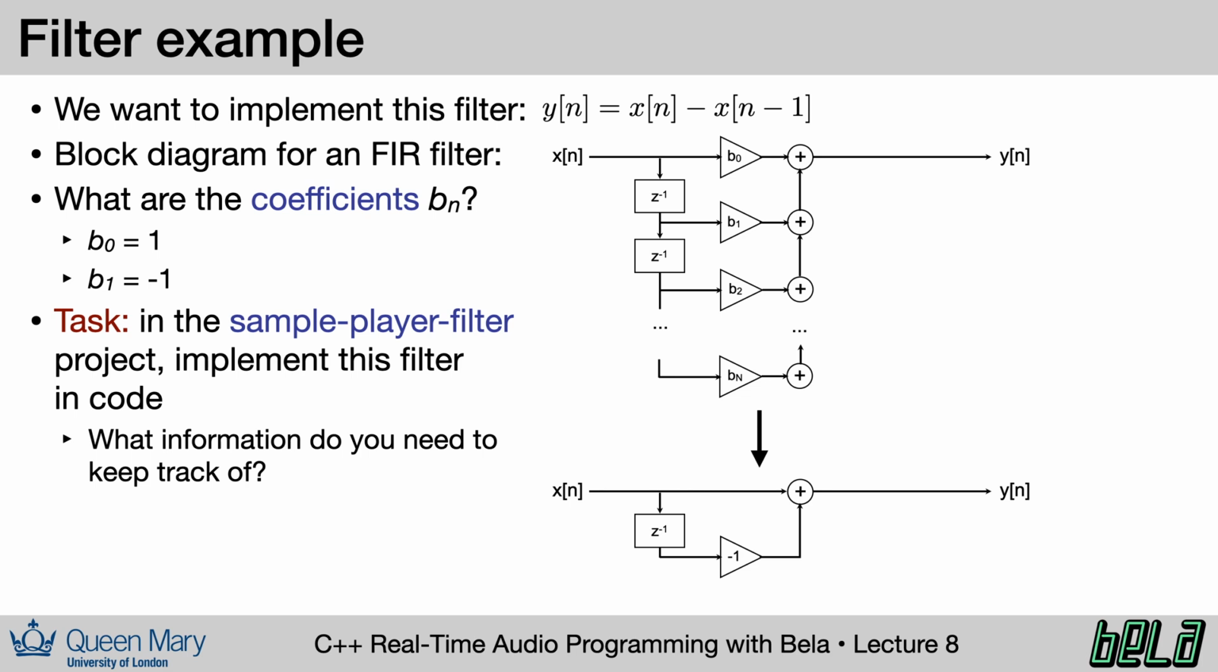The question is, what information do you need to keep track of to implement this equation? We know the coefficients, of course, but we also need to keep track of the previous value x of n minus 1. We've seen in previous lectures that anytime you need to keep track of something that happens in the past, we need to use a global variable to do that. So be sure to add a global variable to this project and implement the equation inside of render. Pause the video here.